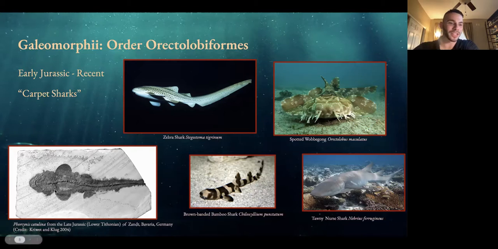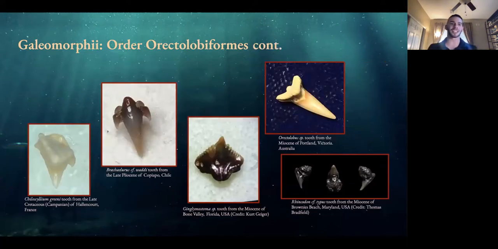But anyways, over here we have Phorcynus catulina, which is from the late Jurassic of Germany. This is an extinct early orectolobiform. And they have really fascinating teeth. So they have a diverse set of teeth, but most of them tend to have what we call a labial apron on the crown, which is this jutting out part of the crown of the tooth. You can see that in all of these. Although this is convergently found in some other sharks that we'll see later, it's a very common trait within the orectolobiforms. This is a bamboo shark tooth, a Chiloscyllium greeni from the late Cretaceous of France.